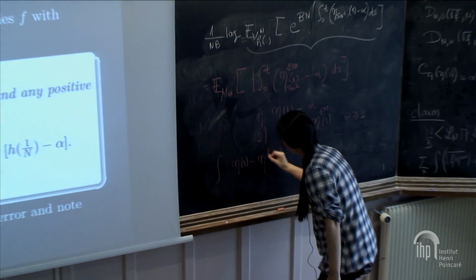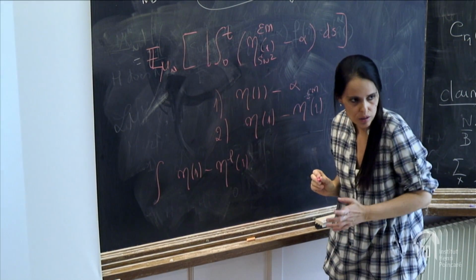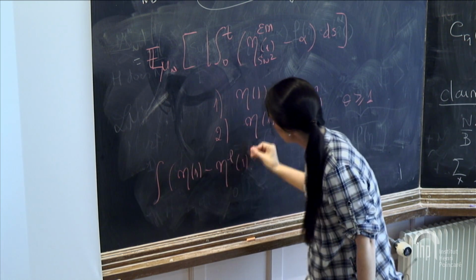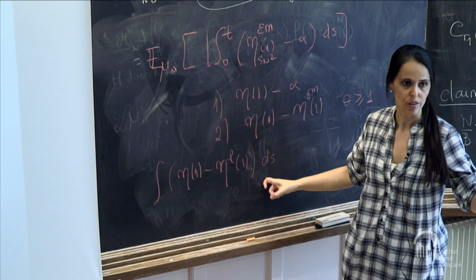So I would have to control this term, eta 1. Let me do it with L. And then at the end, I make the choice L equal to epsilon n. So I need to control this term, and I need to bound it by the Dirichlet form.